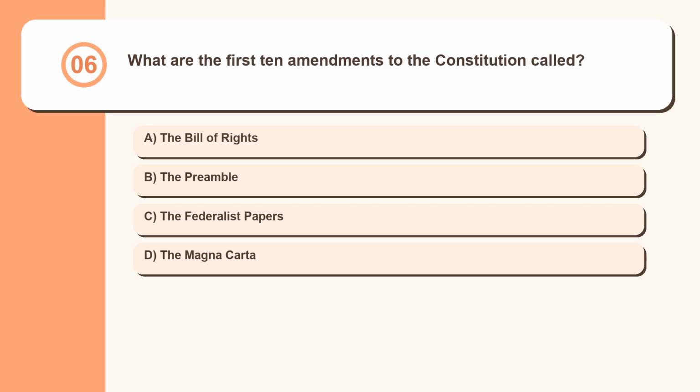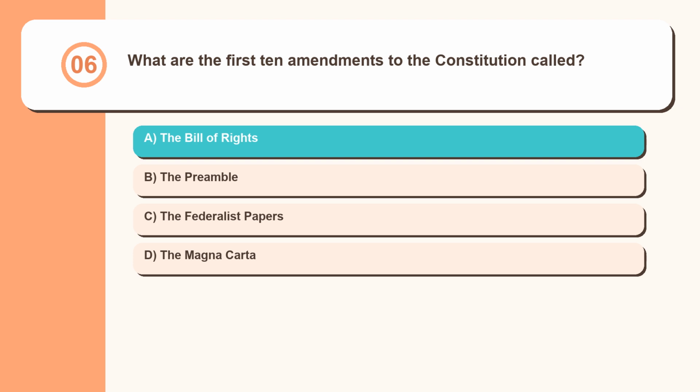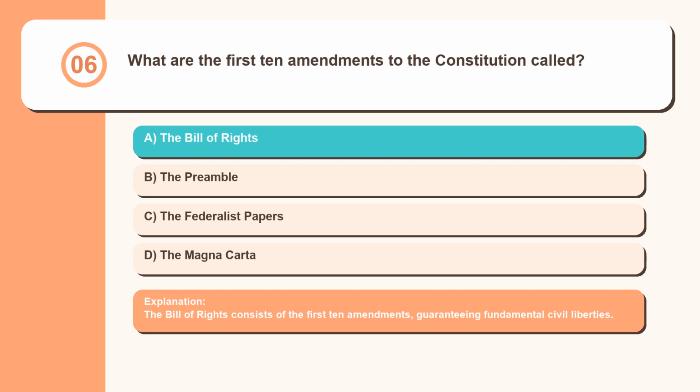Question 6. What are the first 10 amendments to the Constitution called? The Bill of Rights, the Preamble, the Federalist Papers, the Magna Carta. The Bill of Rights consists of the first 10 amendments, guaranteeing fundamental civil liberties.